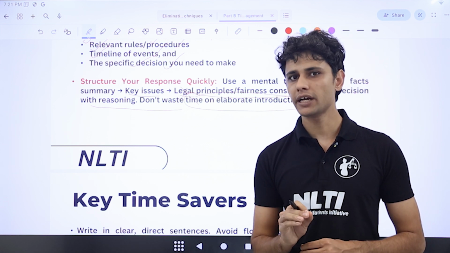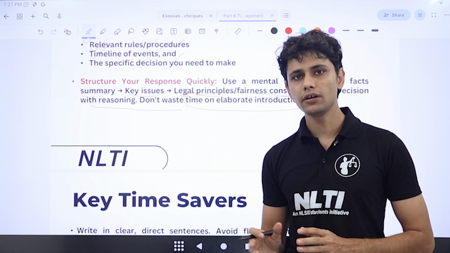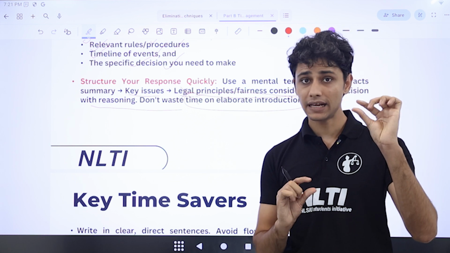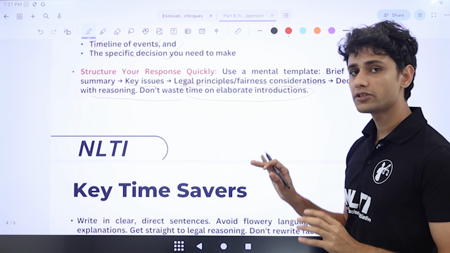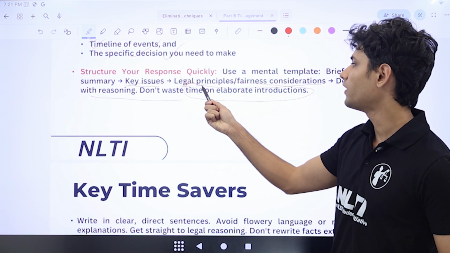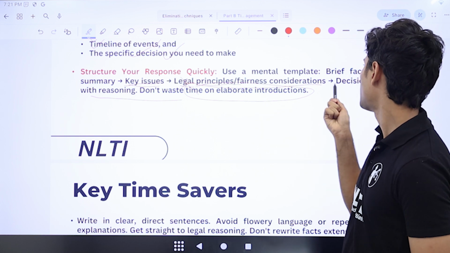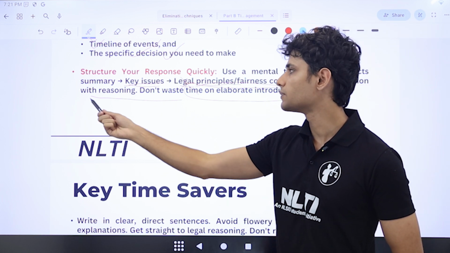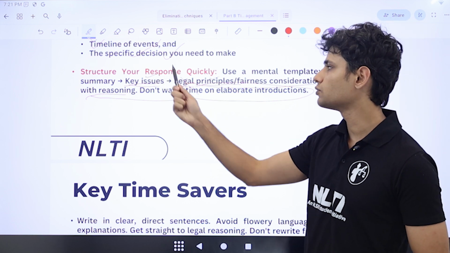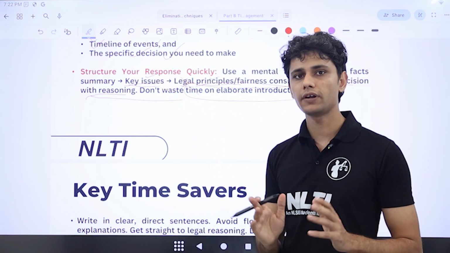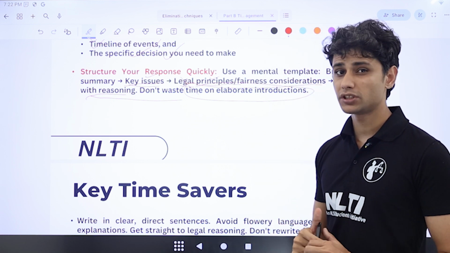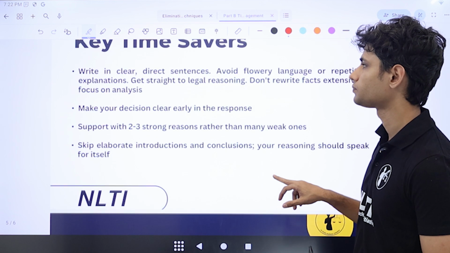So do not waste too much time on writing a long introduction. Similarly, do not waste your time on writing a long conclusion. You can finish your introduction and conclusion in 1 line each, and then focus the rest of your answer writing on things like identifying the key issues, identifying the principles involved in that, and how you have come to reason those principles out. So decision with reasoning plus how you have identified the principles and issues is way more important. That is the body of your answer, and that should take the majority of your time. So please do not take too much time in introduction and conclusions.